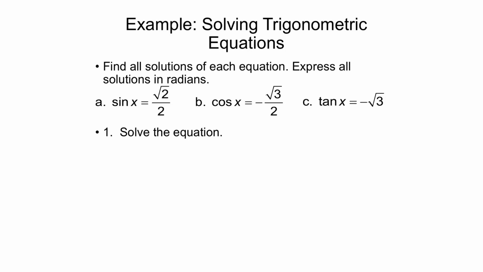All right, so actually let's work through a few of these. Find all the solutions of each equation. So notice they're saying all solutions. That means the infinite set of solutions. We can't list them all in a table or a set. And so we need to write out that 2 pi and that pi when it comes to tangent equation. Express all solutions in radians. So we're going to do these for radians.